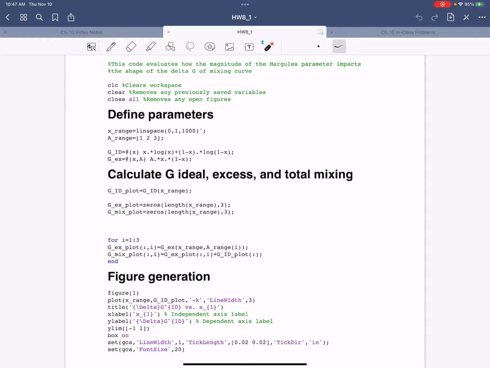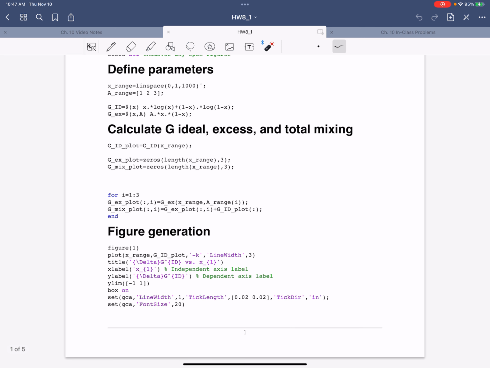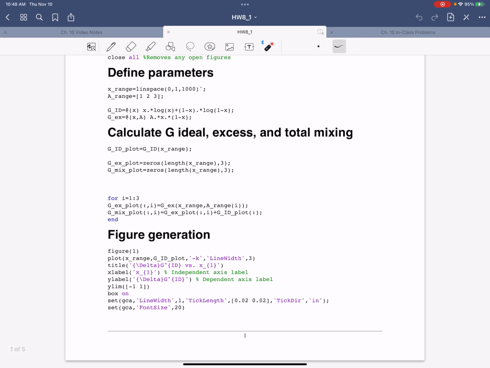You can see that these are the forms divided by RT, so that our functions are directly just functions of the mole fraction and also the A parameter. Once we define our anonymous functions, we want to calculate our G ideal, our G excess, and then the total delta G of mixing. For G ideal, it's fairly easy because it's not a function of A. It's only a function of X, so we can just plug in our X range.